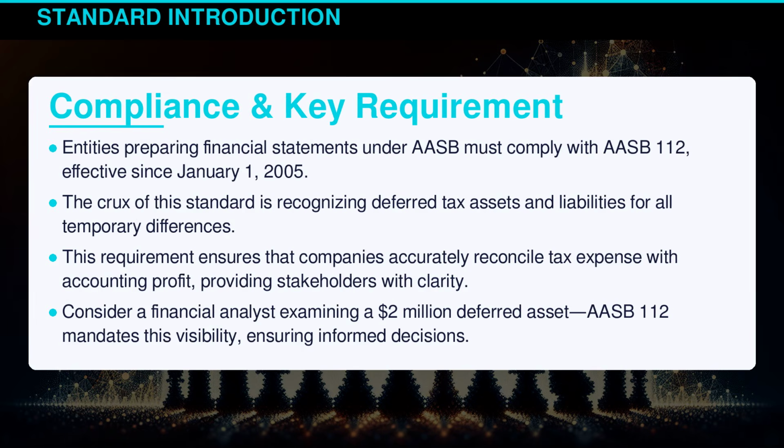Entities preparing financial statements under AASB must comply with AASB 112, effective since January 1, 2005. The crux of this standard is recognizing deferred tax assets and liabilities for all temporary differences. This requirement ensures that companies accurately reconcile tax expense with accounting profit, providing stakeholders with clarity. Consider a financial analyst examining a $2 million deferred asset. AASB 112 mandates this visibility, ensuring informed decisions.